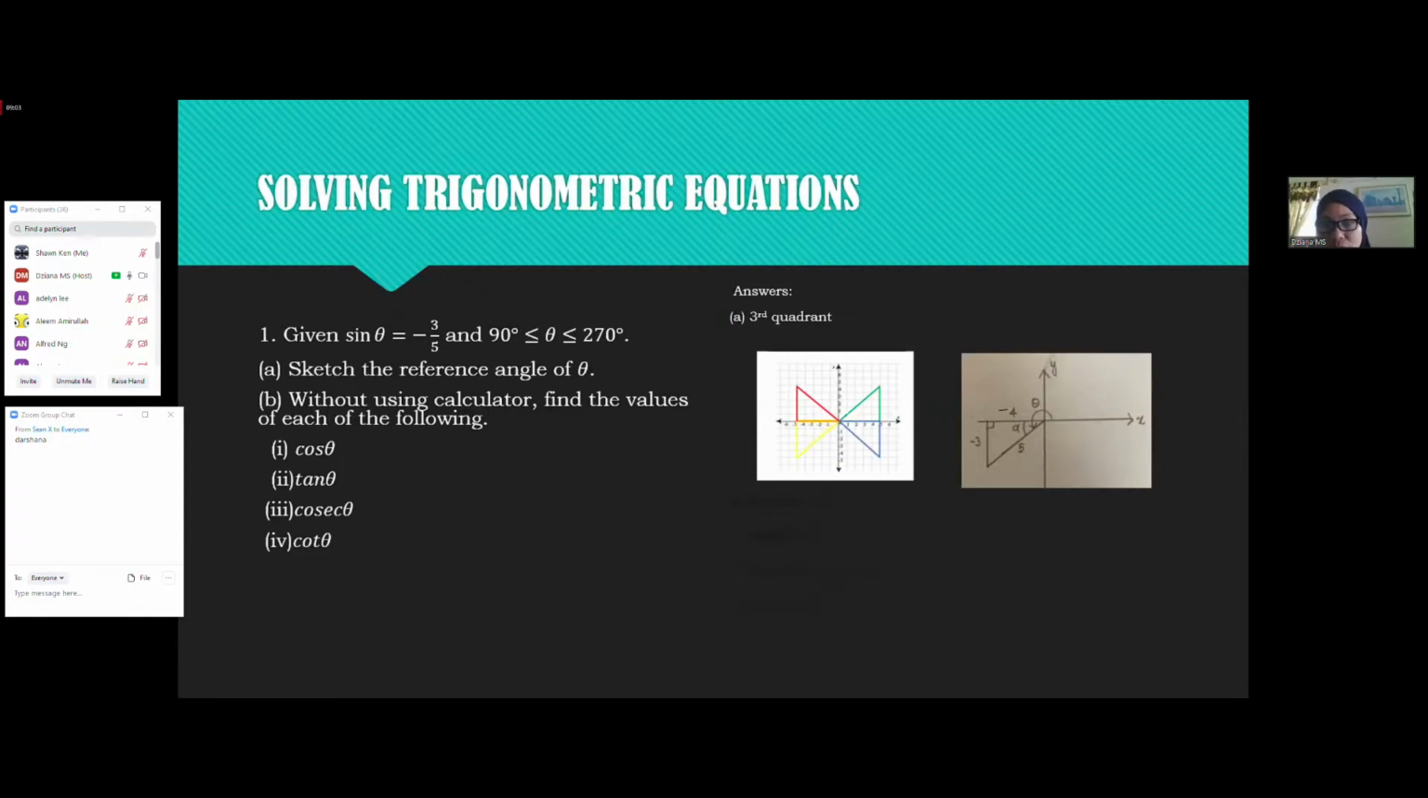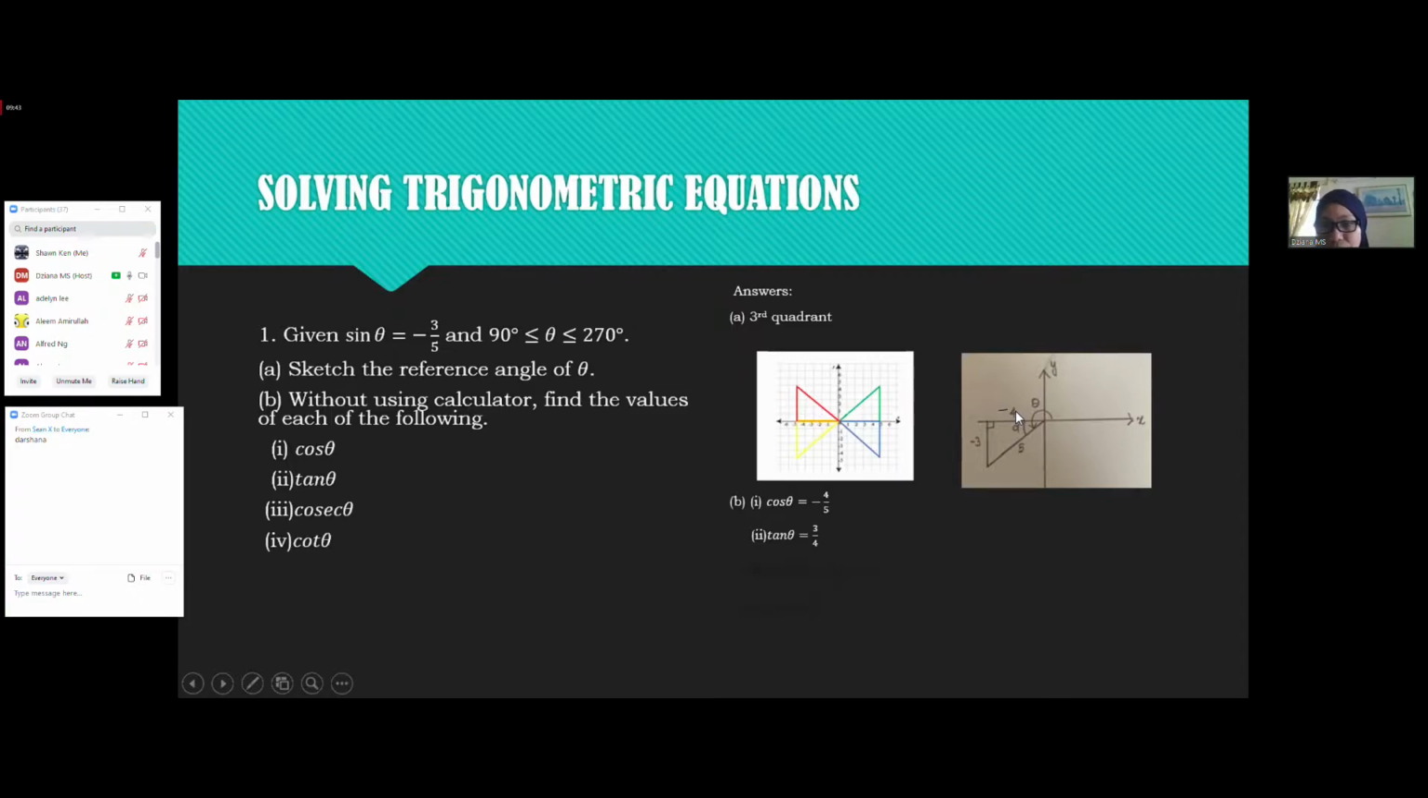All right, I proceed. So once you sketch, you have all the sides here, 3, 4, and 5. Actually, you can get all the sine, cosine, and also tangent. So first, they ask you for cosine. So cos theta. Cos at third quadrant is negative. Cos is adjacent over hypotenuse, so 4 over 5. So negative 4 over 5 because at third quadrant, cos is negative. Tangent at third quadrant is positive. Tangent is opposite over adjacent, so 3 over 4, right?